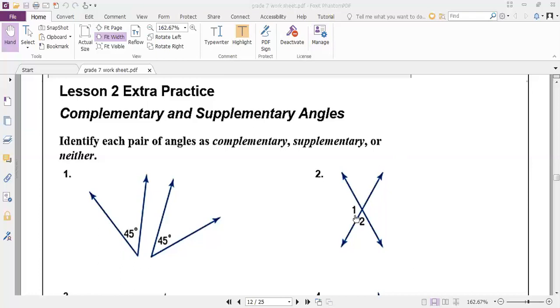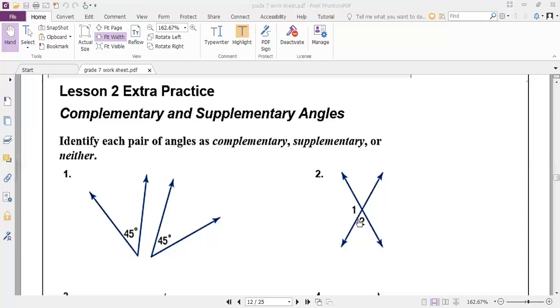Okay? If we look at the second figure here, we have a big X, and I have angles 1 and 2. These two angles are adjacent angles. Why do I call them adjacent? Because I have a common side. Can you see this line? I have a common side and a common vertex. So we have a common vertex, a common side, and the outer arms in different directions. So angles 1 and 2 are adjacent angles.